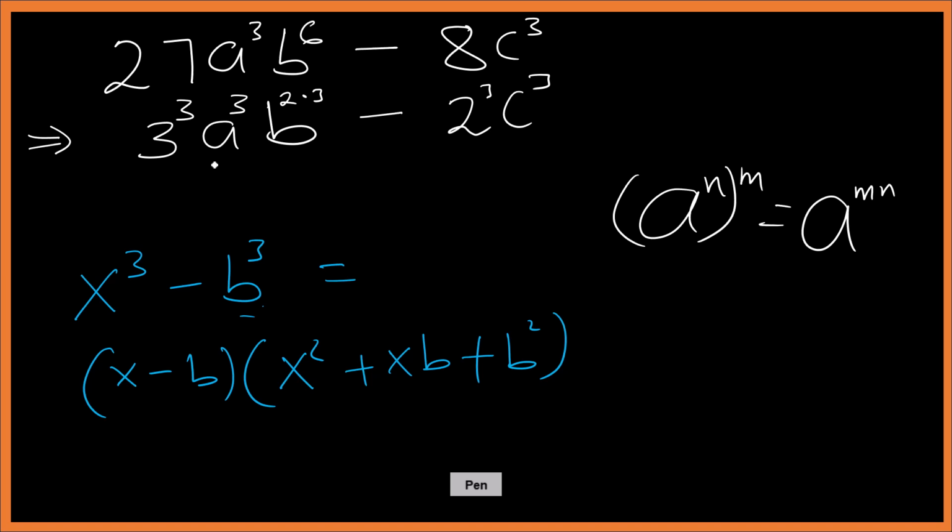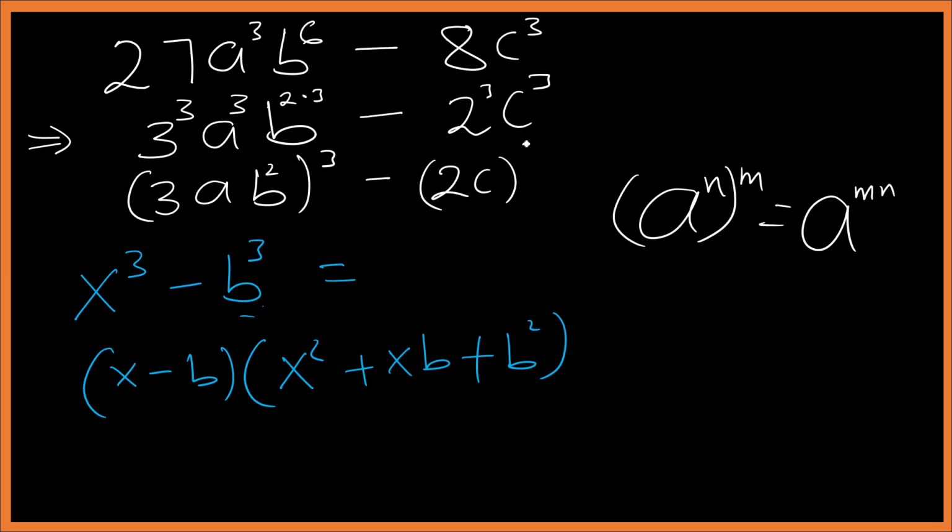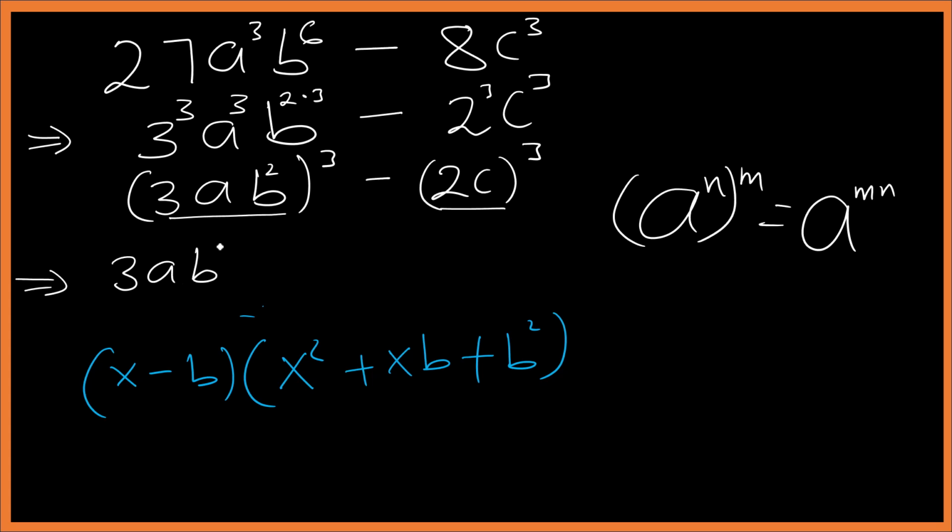All right, so from here we can write this one as (3ab squared) cubed, minus (2c) cubed. So we now have this one as x and this one as b. So from here we can write this one as (3ab squared minus 2c).